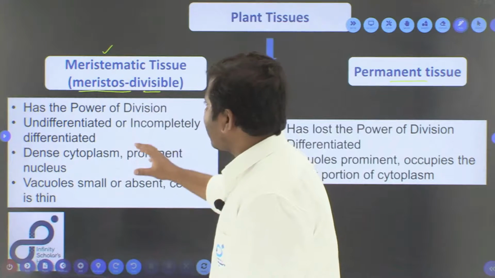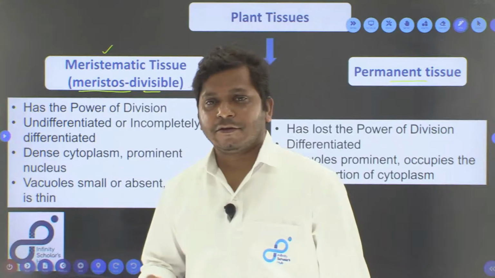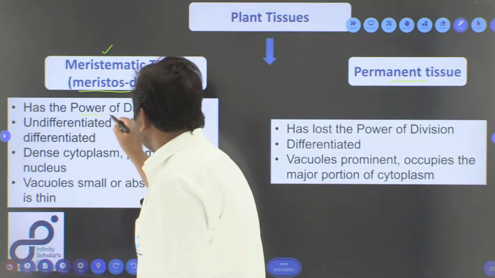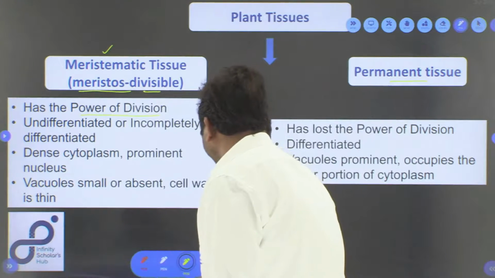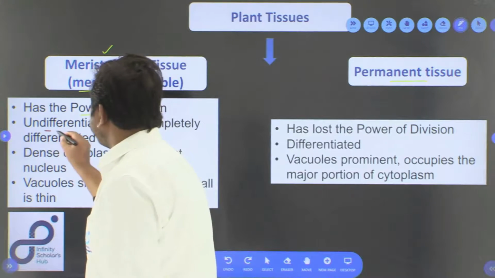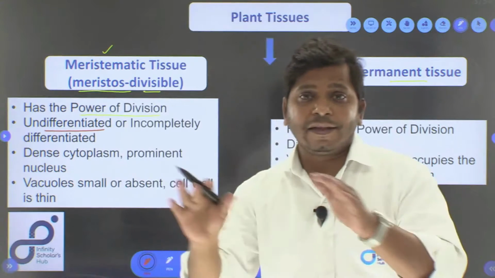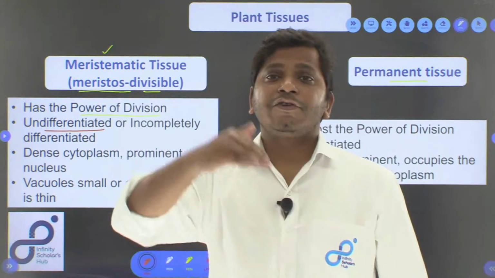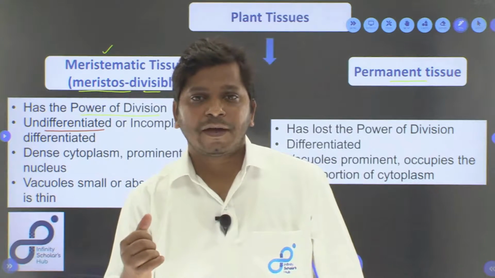So, let us look at what are the key features of meristematic cells or meristematic tissues. They have the power of division, as we rightly said, and fundamentally, they are not differentiated. They are undifferentiated. Differentiation, I am going to tell you a little later, means that the cell has not been transformed to a specific structure to carry out some specific activities.